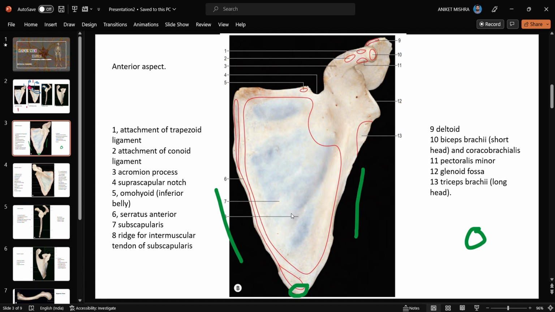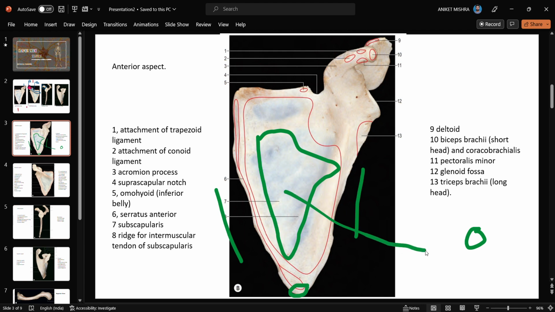This place is known as the subscapular fossa, where the subscapularis muscle is going to attach. This is the glenoid cavity, or the glenoid fossa. This is a major landmark I am going to tell about. There is a supraglenoid tubercle present.